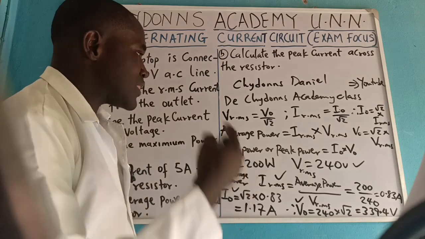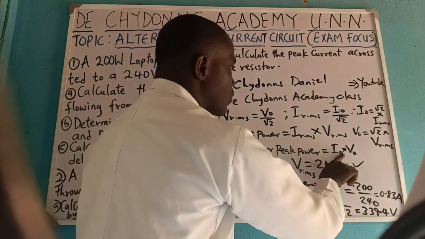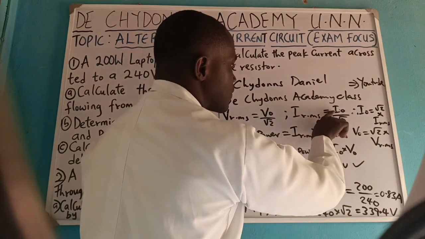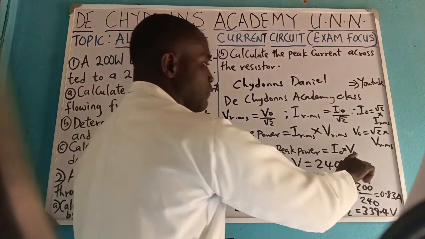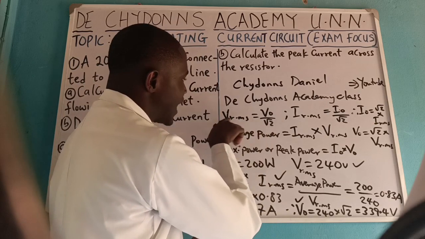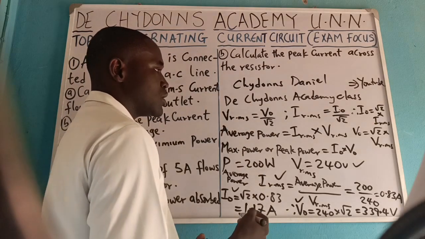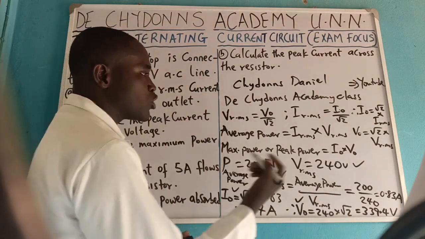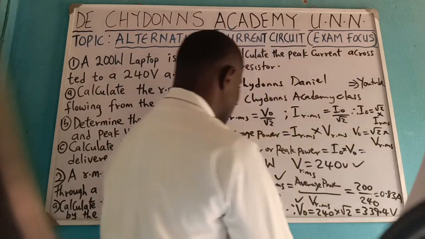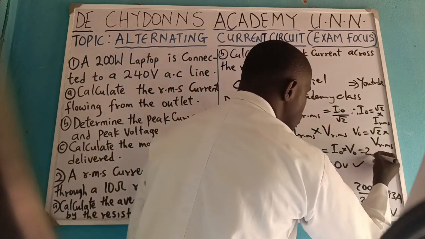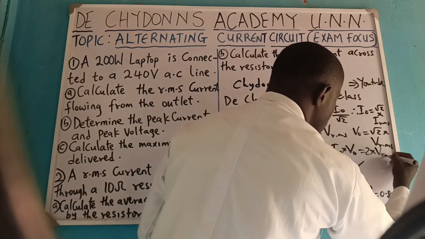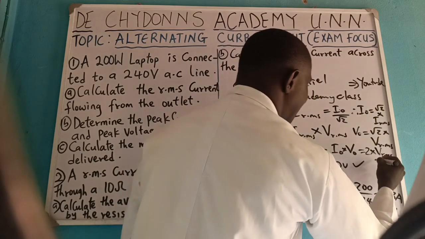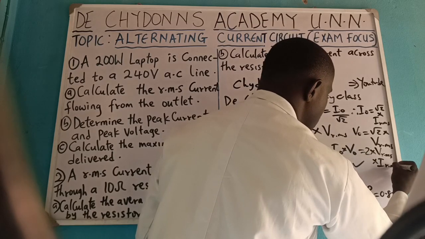What are we saying? I0 is equal to root 2 times I root mean square current. V0 is equal to root 2 times V root mean square voltage. And so if you multiply both of them, that will be giving you that maximum power will be equal to 2 times V root mean square voltage and I root mean square current.